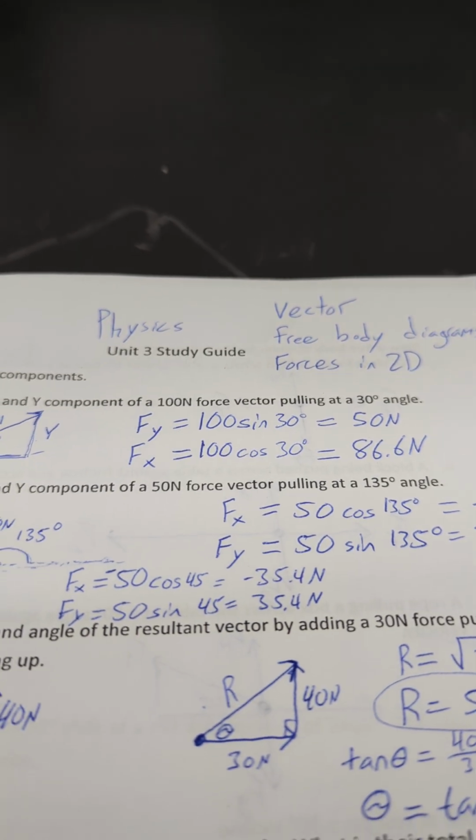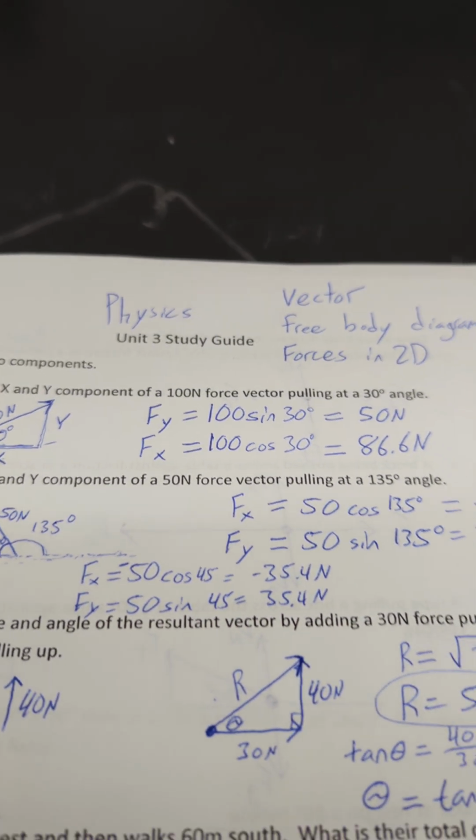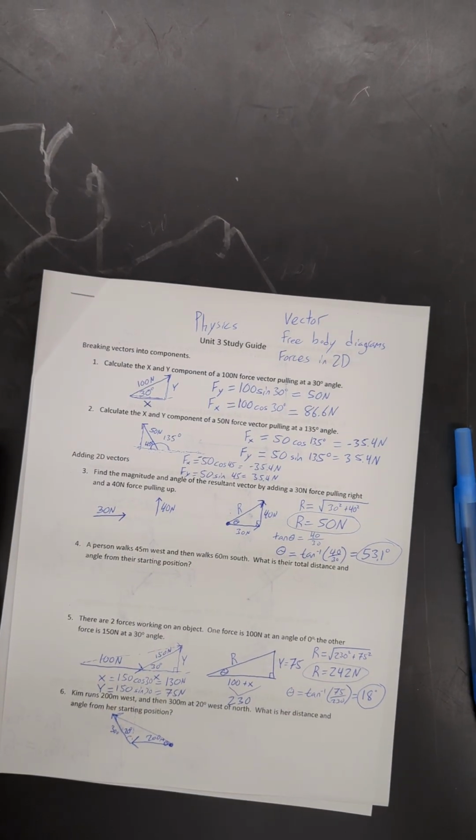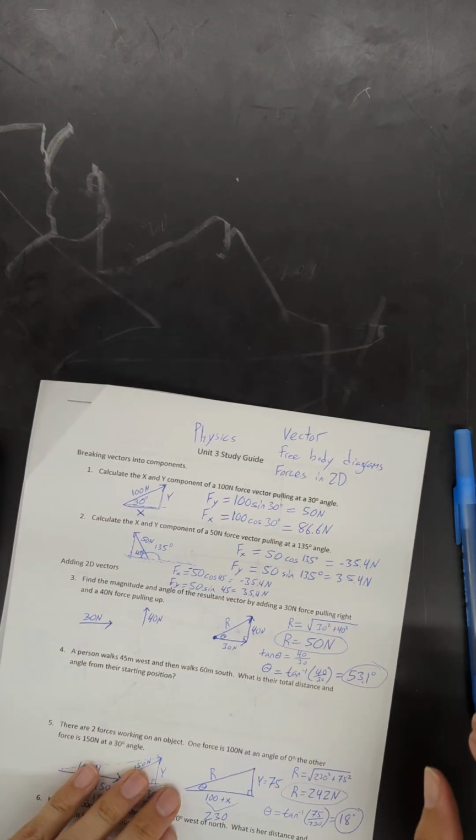All right, so after a short break, we're back at it. The Physics Unit 3 study guide. This is part 2. We're going to be focusing on those forces in two dimension questions on the third and fourth page.